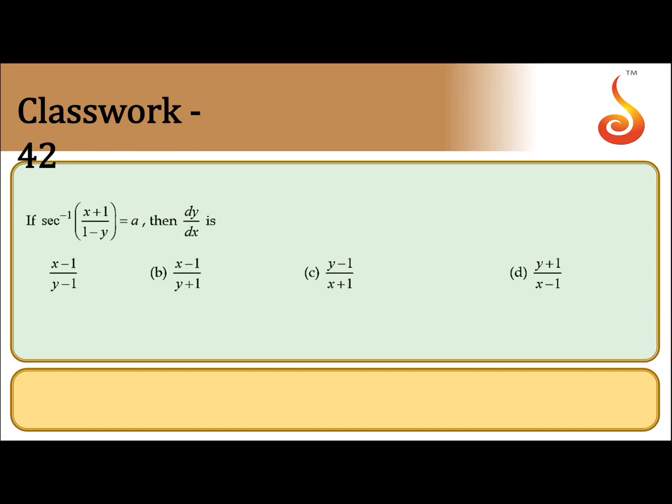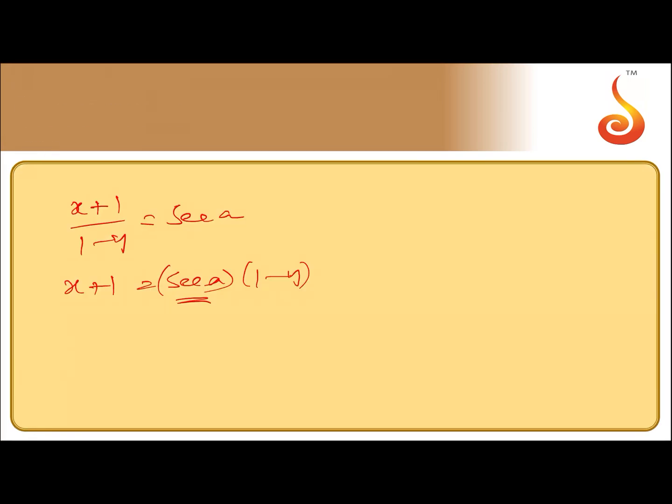Coming to the next one, 42. Secant inverse of (x plus 1) by (1 minus y) is equal to a. Why can't you take the secant common? On the right side you can write (x plus 1) divided by (1 minus y) is equal to secant a. So x plus 1 is equal to secant a multiplied by (1 minus y), keeping secant a as a constant value. Now find the derivative on both sides: the x derivative is 1, and that is equal to the y derivative, dy by dx, minus 1 into secant a multiplied by dy by dx.